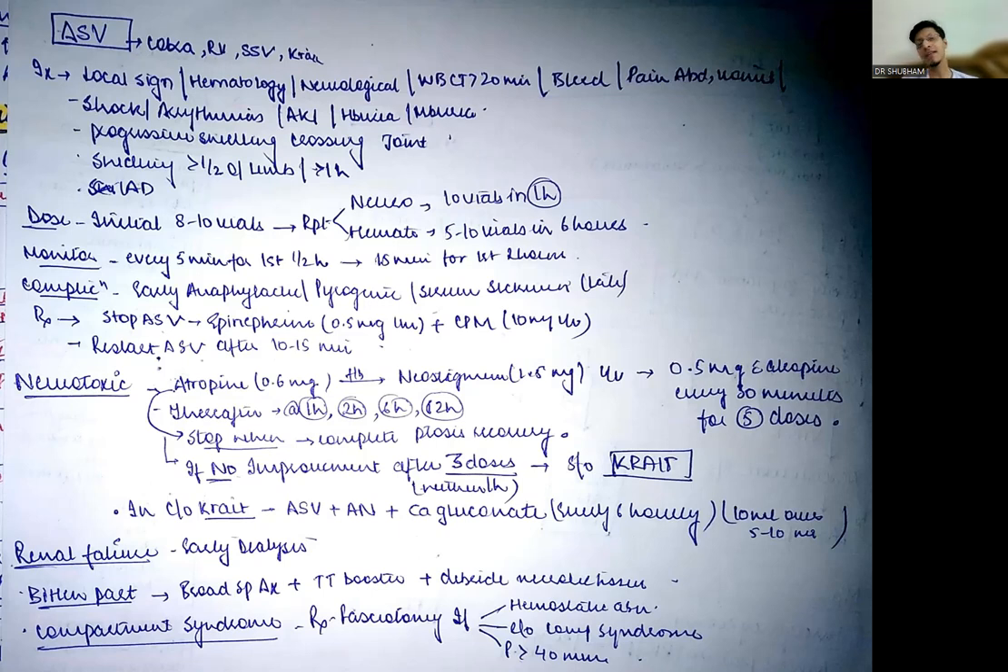So what's the dose? This is for your knowledge, it has been included in the recent API update that was released in 2023. If it is a neuroparalytic snake bite, you have to give an initial bolus of 10 vials in 1 hour. And if it is hematotoxic, it is 5 to 10 vials in 6 hours.